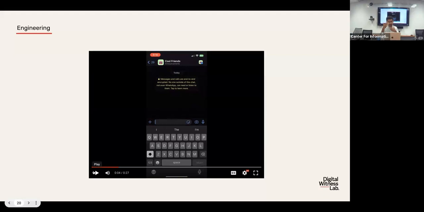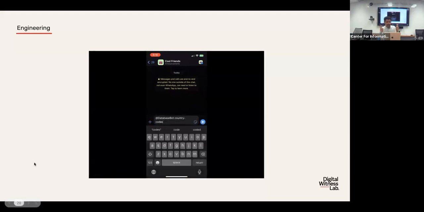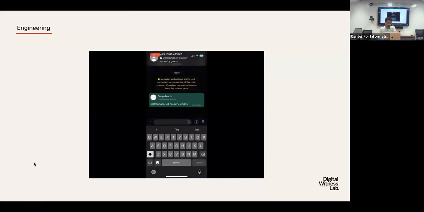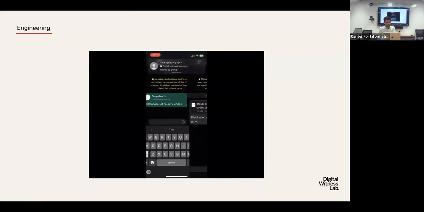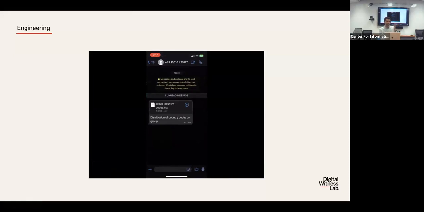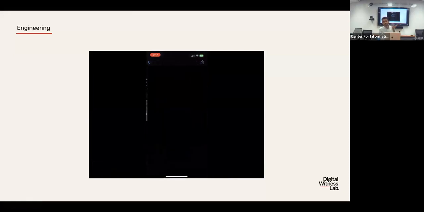Eventually we'll make it a more narrative-driven interface, but you can basically hit the database bot with a query and it'll send this to our backend and generate the data that you are requesting, which in this case is the distribution of country codes for all the groups that we're a part of. And then you can download the CSV.